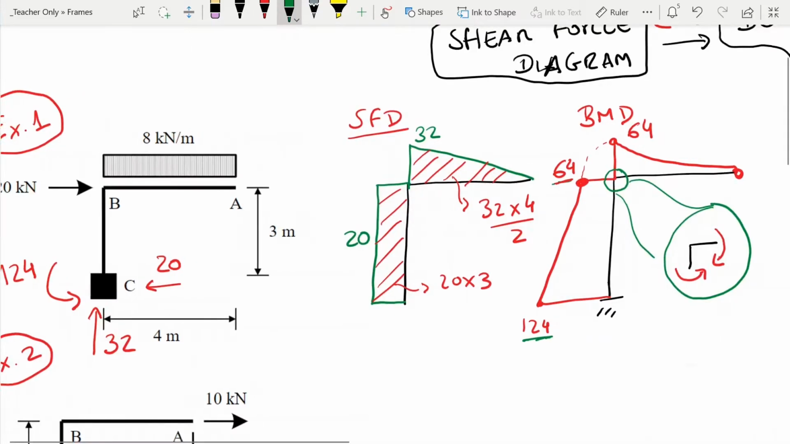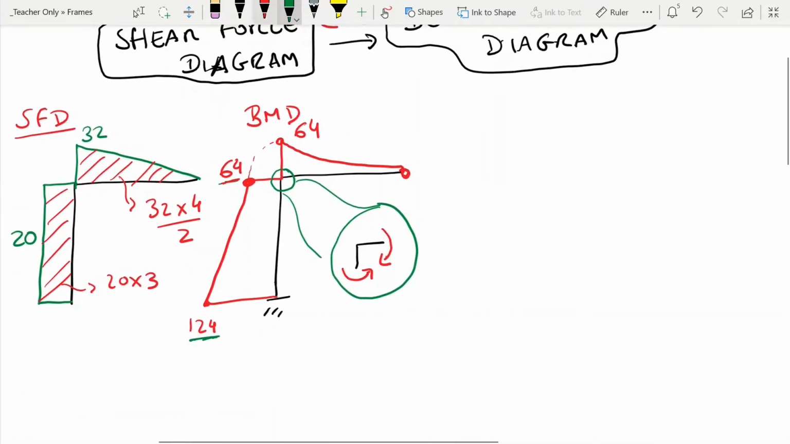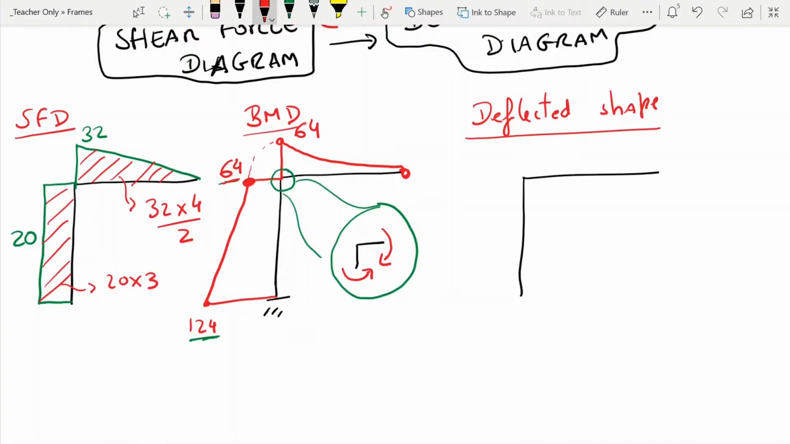Okay, so this is my bending moment diagram, and then finally we can get the deflected shape. The only thing we need to know for the deflected shape is that the bending moment diagram is always drawn on the side of tension. So we know that because of the bending moment diagram that we see here on the left, the tension is going to be on the left side on the column and then on the top side of the beam.